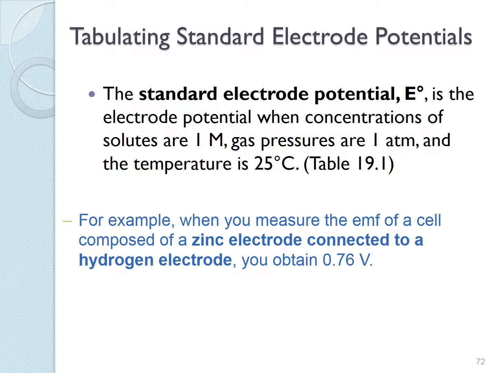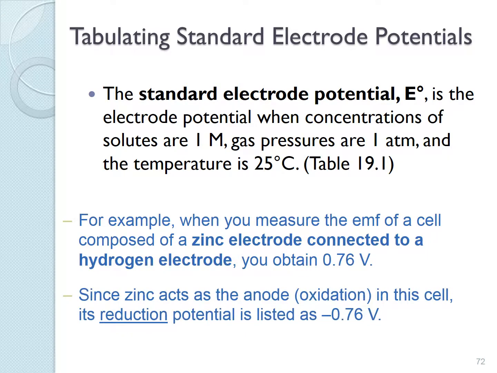So let's say we are measuring the EMF for the cell composed of zinc connected to hydrogen. If you were to measure it, you would get a value of 0.76. So we're comparing the zinc electrode to hydrogen. Since zinc in this case is the anode, the reduction potential is listed as negative 0.76. So they're all relative to each other, and they're all listed as reduction potentials in the book.